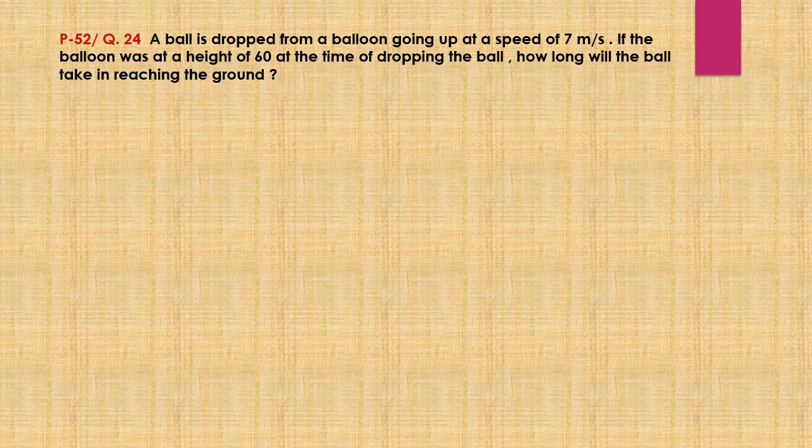Next question, page number 52, question number 24. A ball is dropped from a balloon going up at a speed of 7 meter per second. If the balloon was at a height of 60 at the time of dropping the ball, how long will the ball take in reaching the ground?